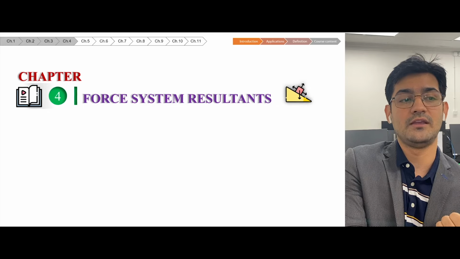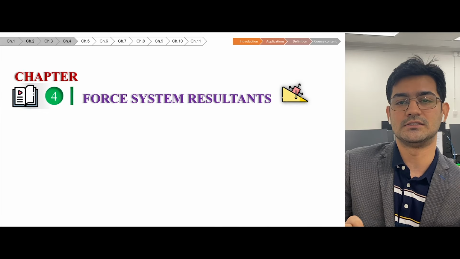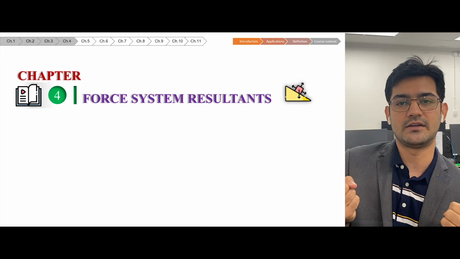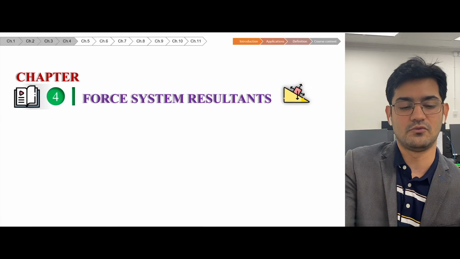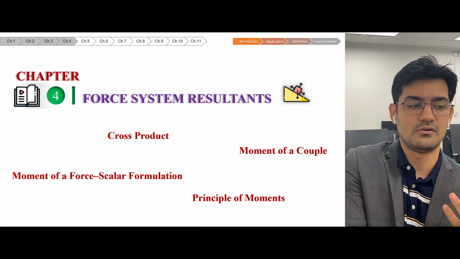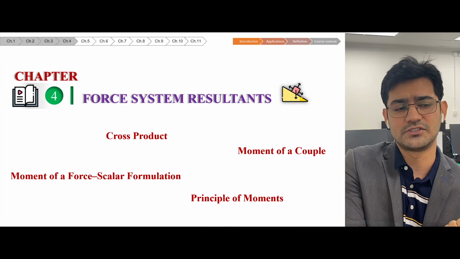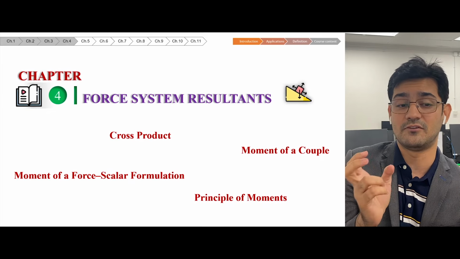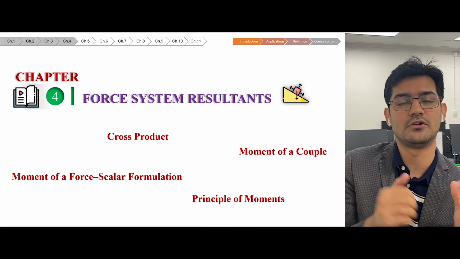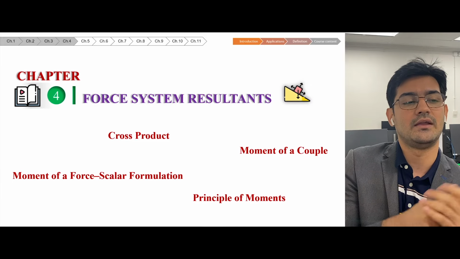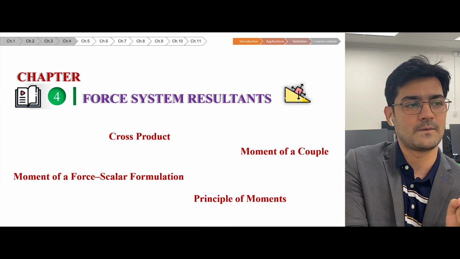Chapter 4 will be on force system resultants, because usually there is not just one force acting on an object, there can be multiple forces. So this chapter will deal with that. We're going to study moment of a force, scalar formulations, and the principle of moments. Moment is also a very important concept in mechanics, and we'll also study the cross product.